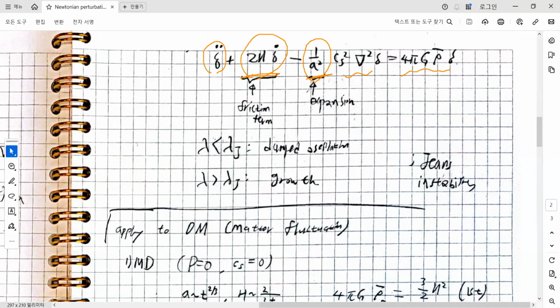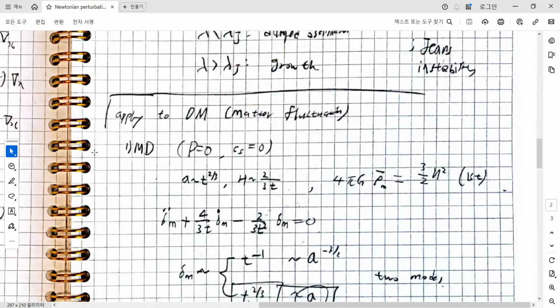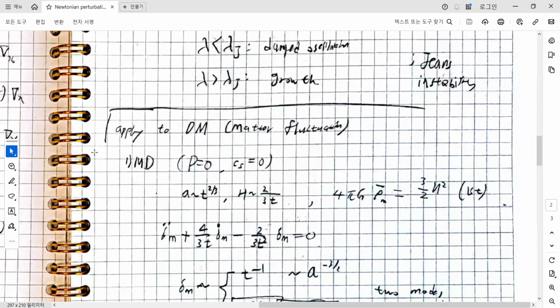Similarly, we can obtain the Jeans length and the Jeans wave number, and there will be some friction term effects, so the perturbation is damped over cosmic time. Still, when the length scale is larger than the Jeans length, it gives a growth of the density perturbation. But if the length scale is smaller than the Jeans length, this gives damped oscillations. This means the Jeans instability.